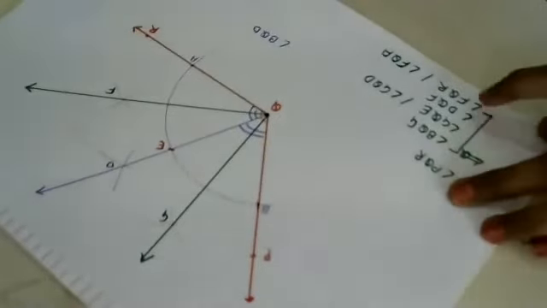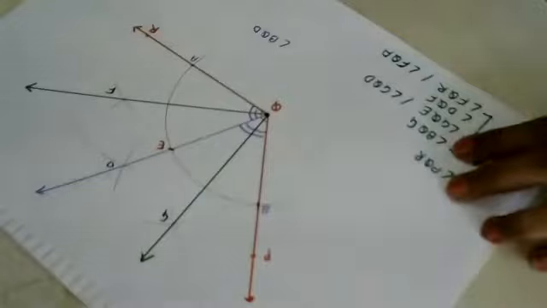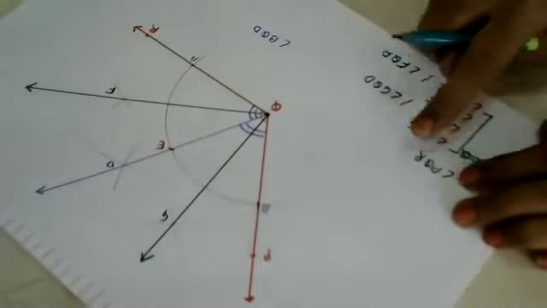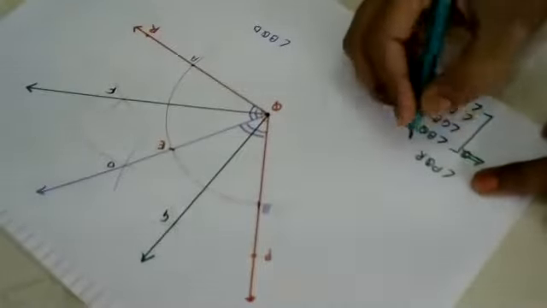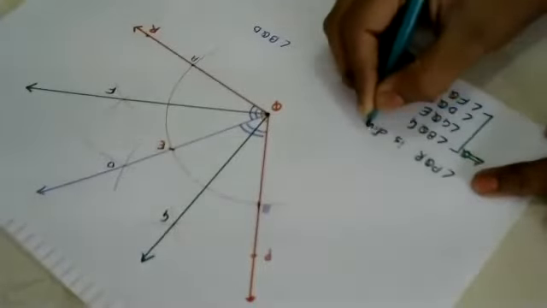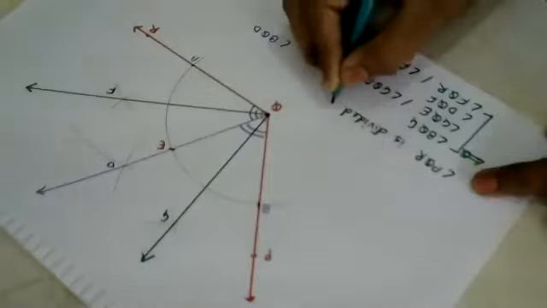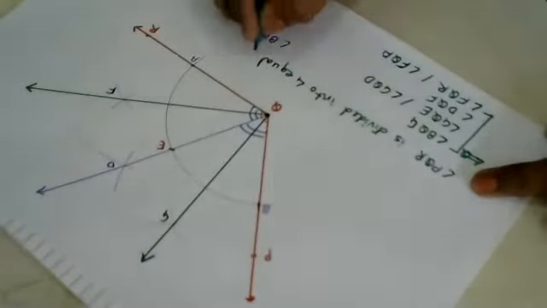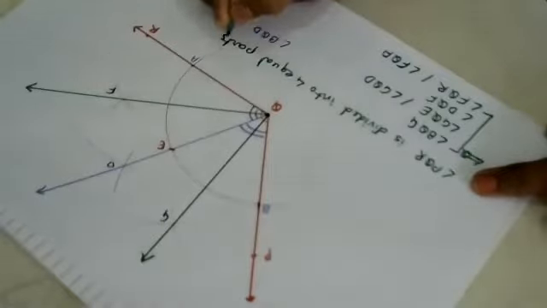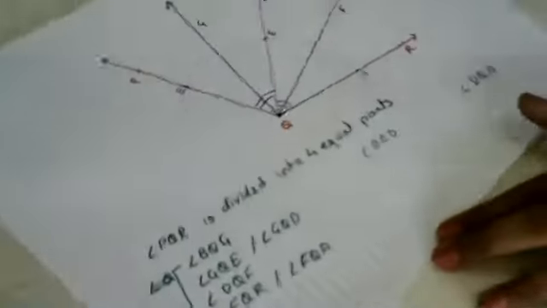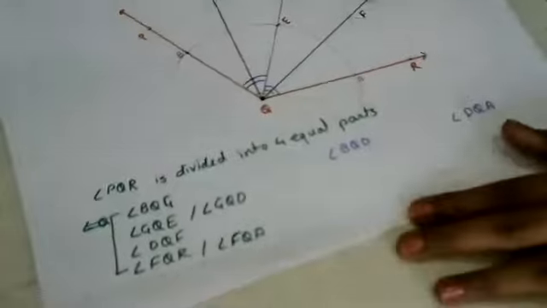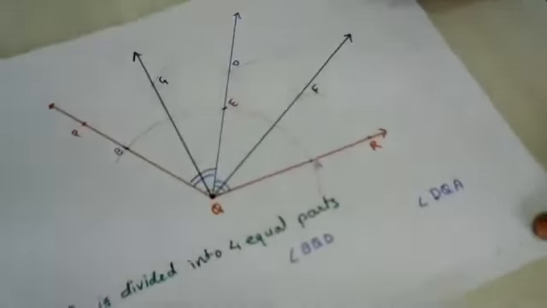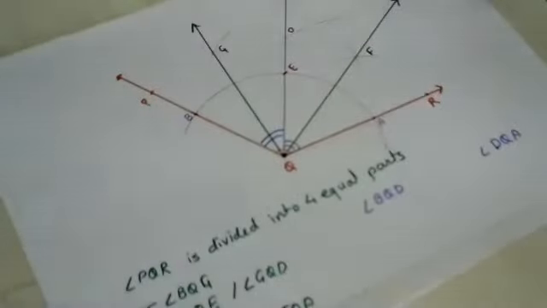These four angles are exactly equal in measure, and if we add these all, we will get PQR, and hence we can say PQR is divided into four equal parts. See, angle PQR we have constructed and we have successfully divided into four equal parts.